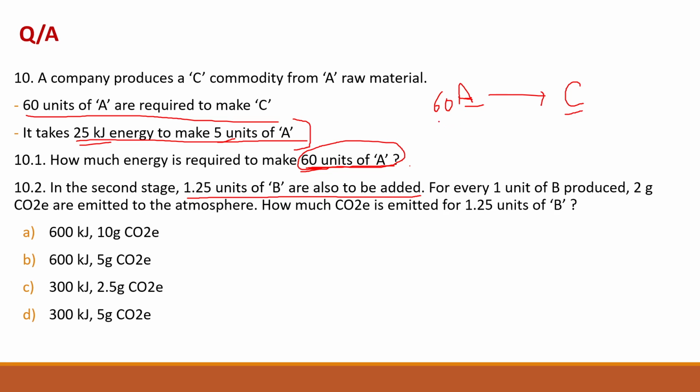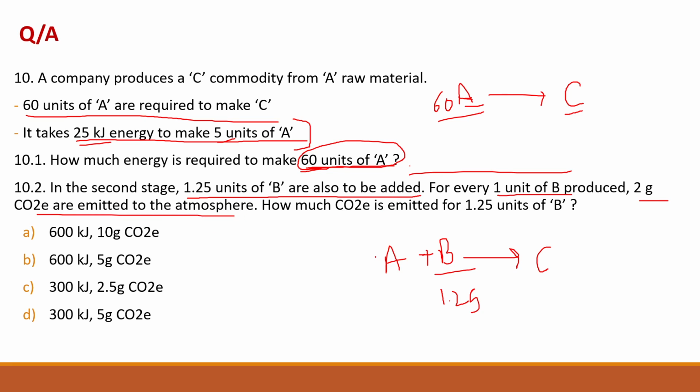So now initially you had A, now you leave this part, okay? You come down to the second situation where you have A plus B, which is giving you C, okay? And you want 1.25 units of B. Now for every 1 unit of B, you are getting 2 grams CO2, which is being emitted to the atmosphere. So you have to calculate how much CO2 will be emitted for 1.25 units of B.